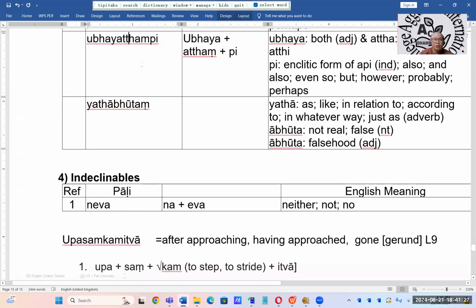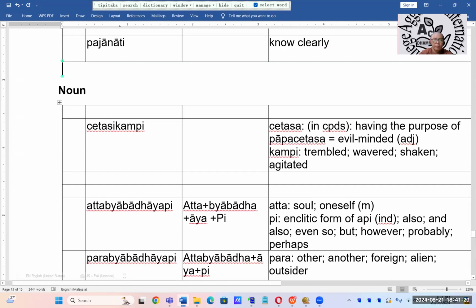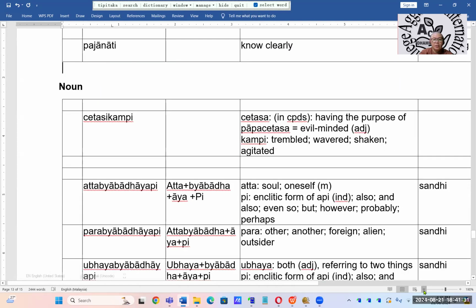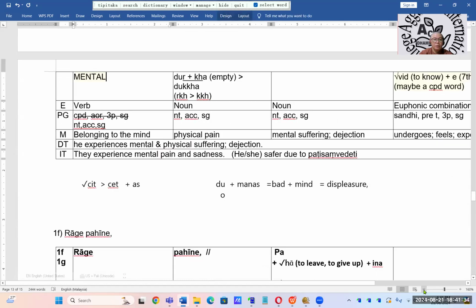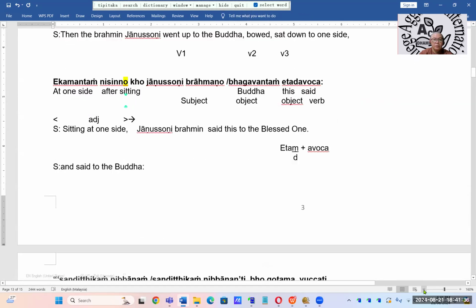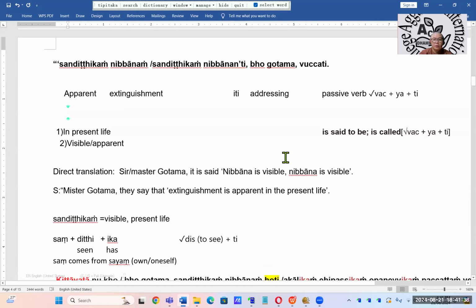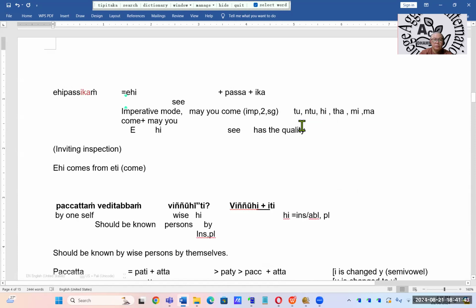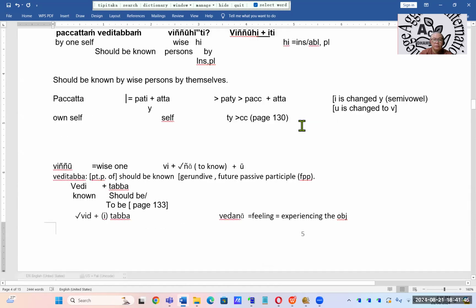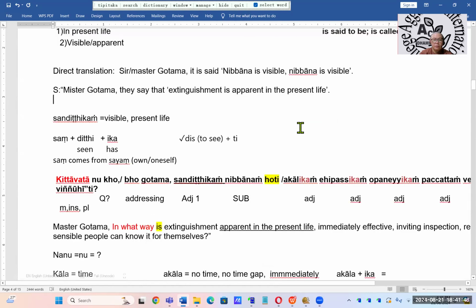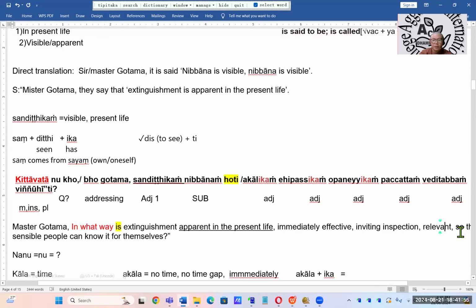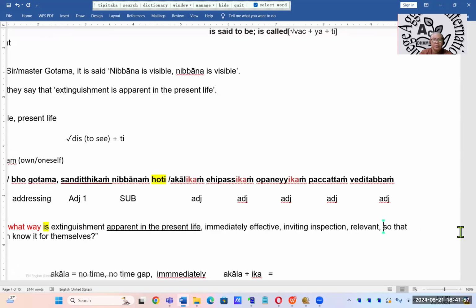Now, according to the translation here, sometimes this translation is by the Bante Sujato. Okay, he translated Opanaikam as relevant. All right, he translates this one as relevant.